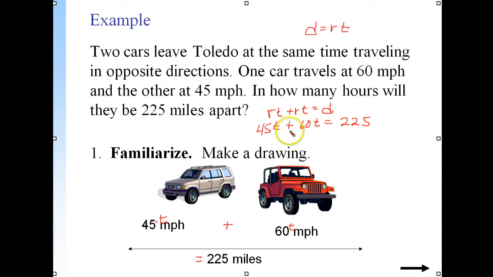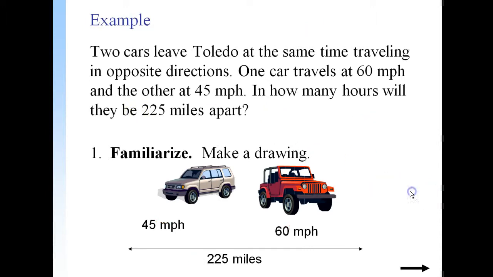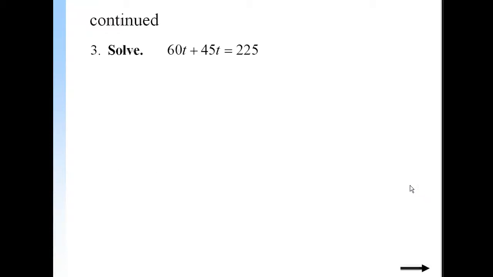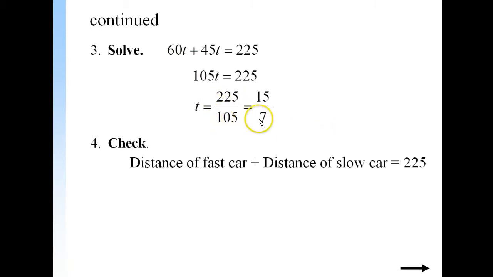You just have to find what t is here. There's our formula, and we'll solve it. Add like terms, divide both sides by 105, and our answer then is 15/7. And by the way, if you want to put that in a mixed number format, 7 goes into there twice, 2 1/7 hours is your answer statement. And it does check.